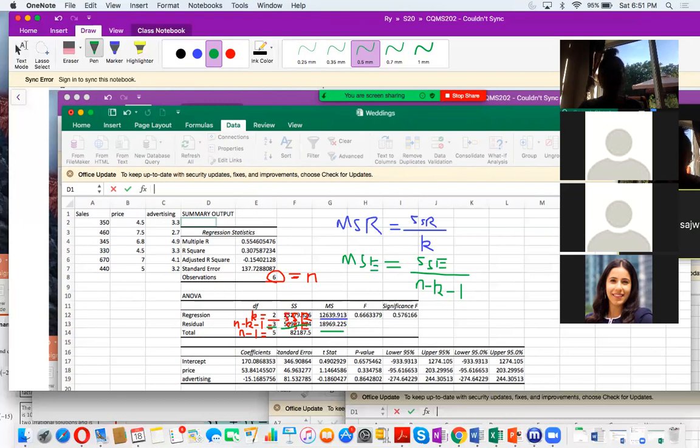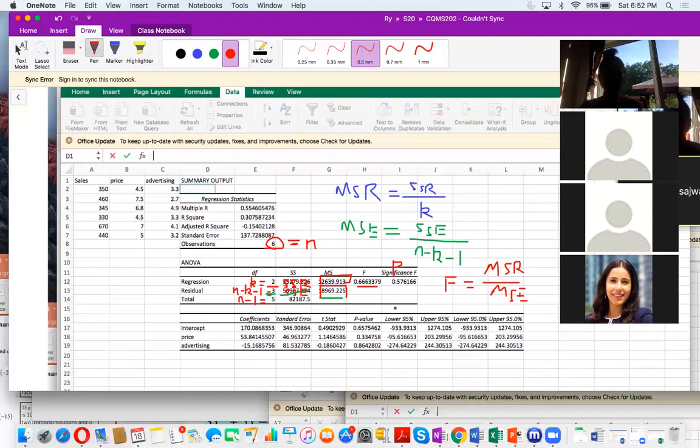And the next one is the important test statistic, F. F is just the ratio between MSR and MSE. If you divide this number by this number, you get 0.66. And significant F is just the p-value, 0.5. So this is the ANOVA table. Any questions?